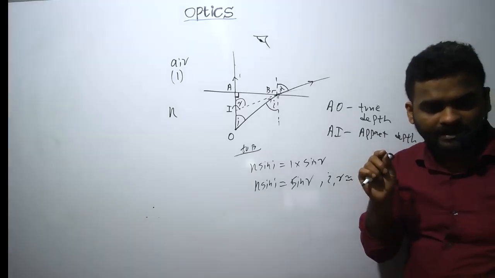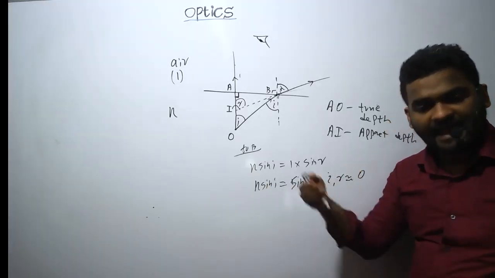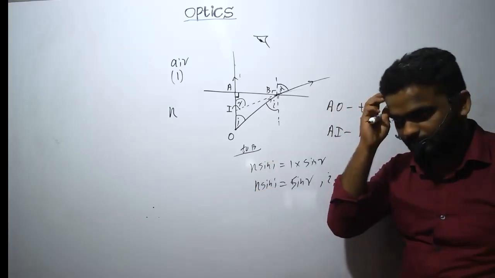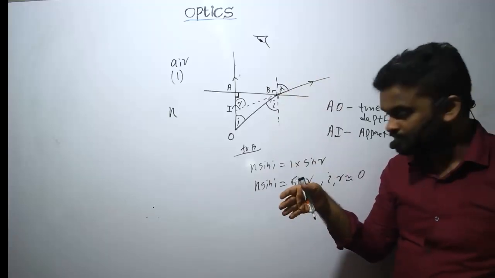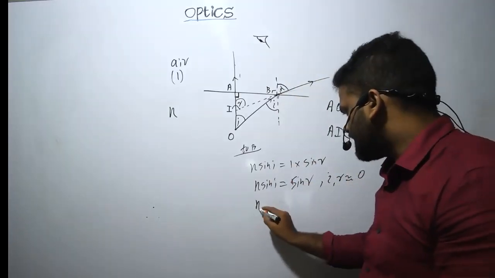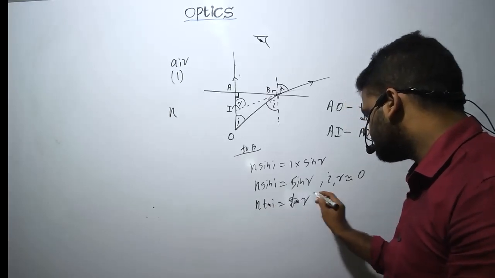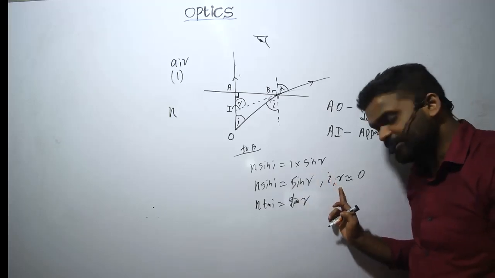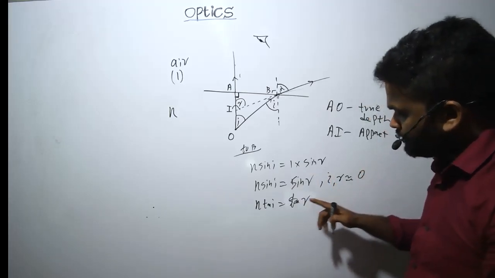You know that in that case, sine values can be written as tan values for small angles, right? I think you have learned those earlier when doing the simple pendulum. So if these are very small, you can write n tan I equals tan R. Sine values can be written as tan values for small angles.